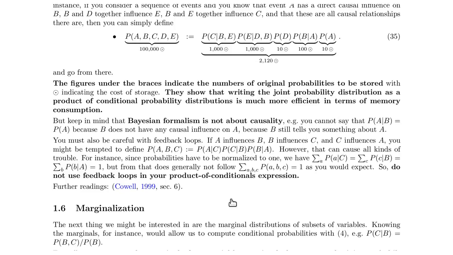Here just a reminder that even though we can use causal relationships to come up with such a joint probability distribution, Bayesian formalism is not about causality, right? So with Bayes' rule, we could swap some of these variables and come up with a different representation which is not related to the causality, which does not reflect the causality.